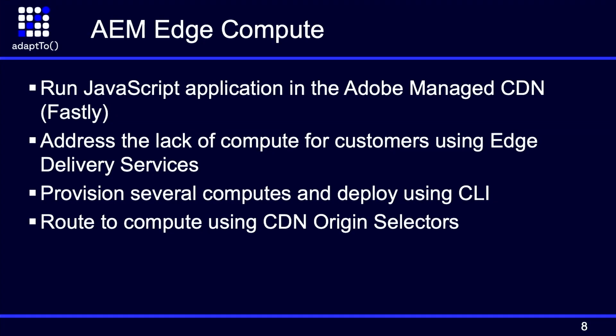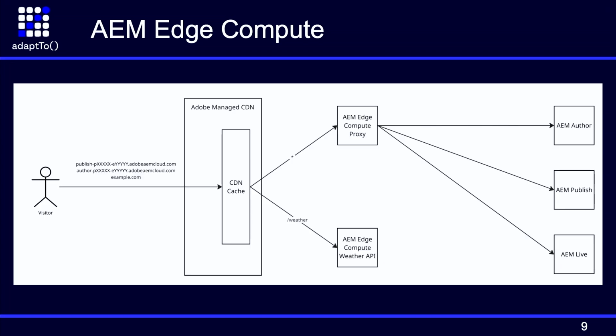Of course, you're also in charge of the integration with the Adobe Managed CDN, so you will decide what kind of content gets routed to your Edge Compute using CDN origin selector rules. So how does it look like? Here we have a basic infrastructure with the Adobe Managed CDN, and then we provision two Edge Computes.